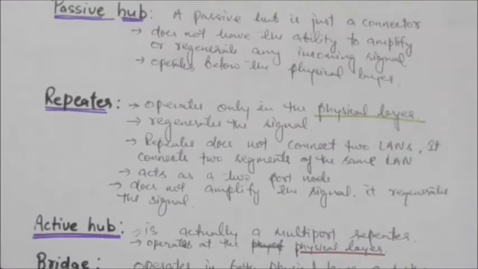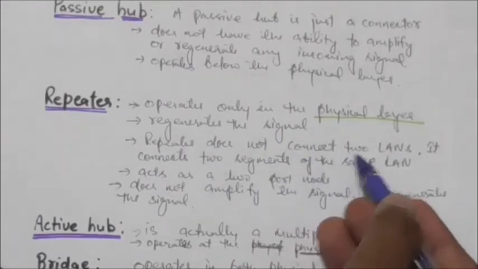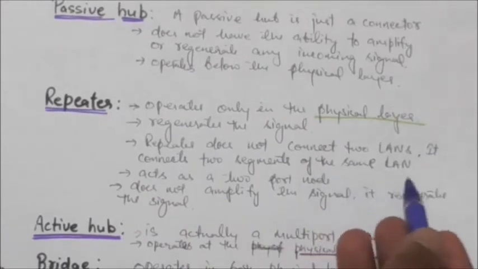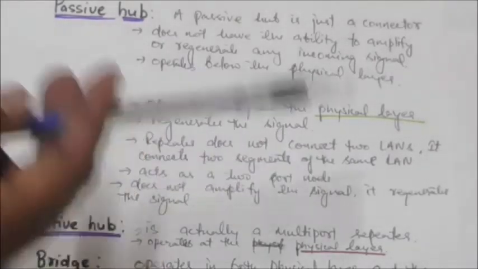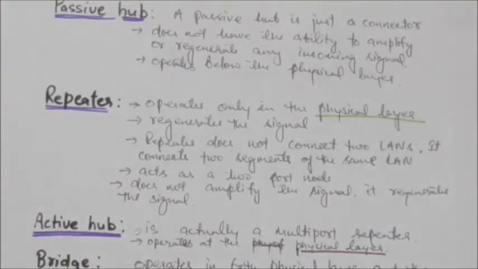So this device repeater does not connect two LANs. It connects two segments of the same LAN, right? And this device repeater acts as a two-port node, right? It receives the frame from any of the ports and then it regenerates and forwards that received frame to the other port, right? And this device repeater does not amplify the signal, it regenerates the signal.